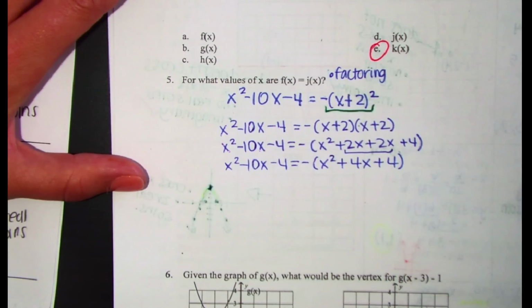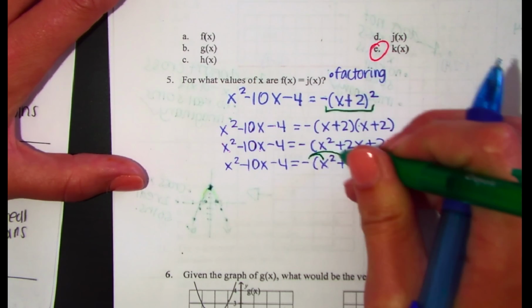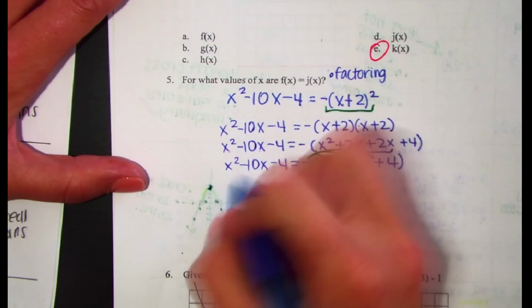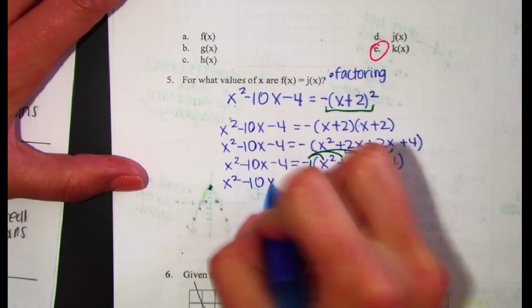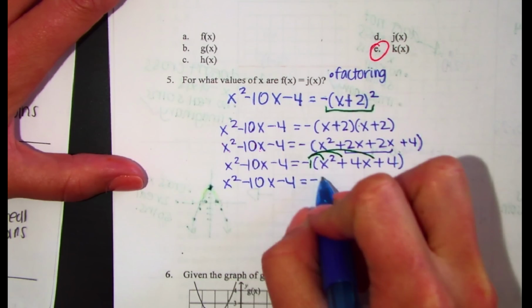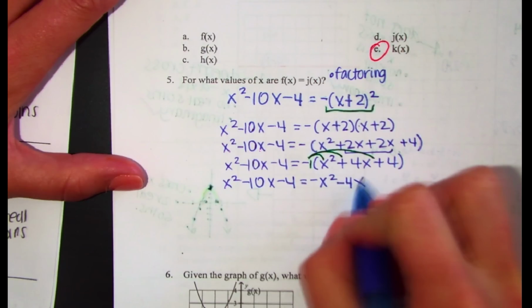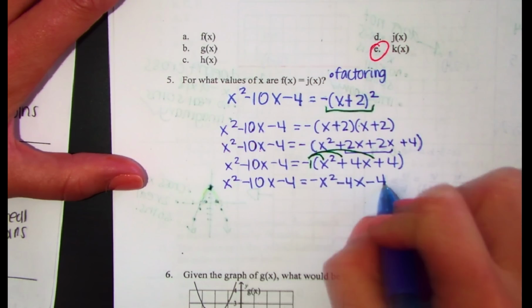Now I'm going to distribute the negative to the inside. So I'm multiplying this negative 1 to the inside of my parentheses. So I have x squared minus 10x minus 4 is equal to negative 1x squared. Negative 1 times 4x is negative 4x. Negative 1 times 4 is negative 4.